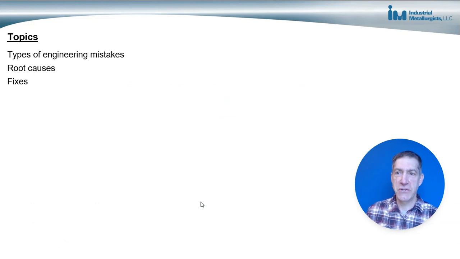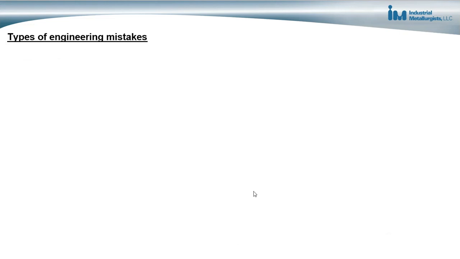So the topics I'll be discussing are the types of engineering mistakes, the root causes of the mistakes, and some fixes. First, I'm going to turn off my video. So to me, there are two types of engineering mistakes.